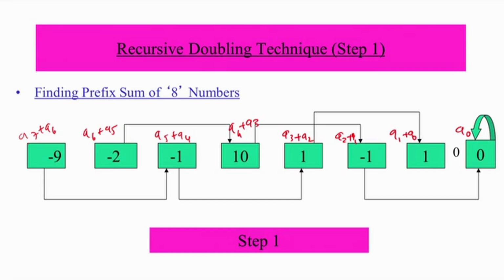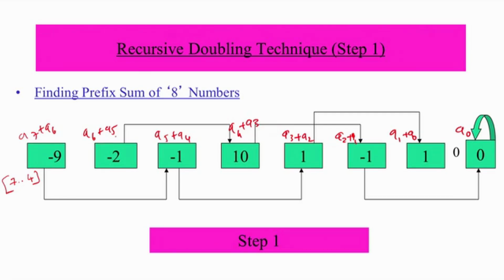Now please note that the content of this location is A7 plus A6, and it is currently pointing to a location which is storing A5 plus A4. Similarly, whatever is stored here is A6 plus A5, and it is currently pointing to a location which is storing A4 plus A3. So in the next step, what will happen? Minus 9 will get added to minus 1, right. That means what will be stored here? It will be 7 to 4, because here currently it has A7 plus A6 and I am pointing to A5 plus A4. So I will have 7 to 4.